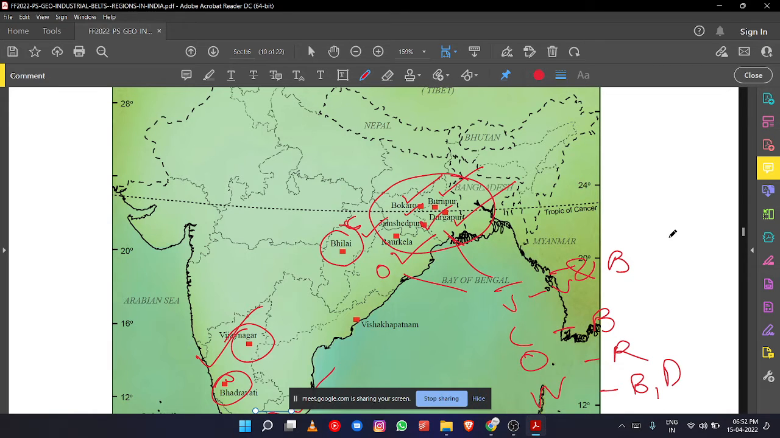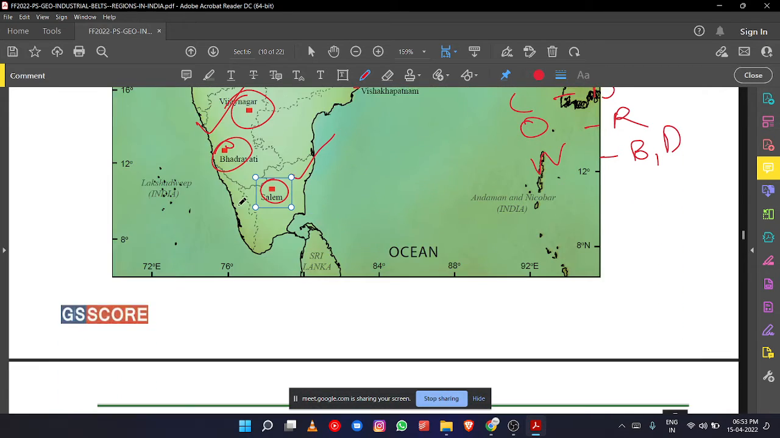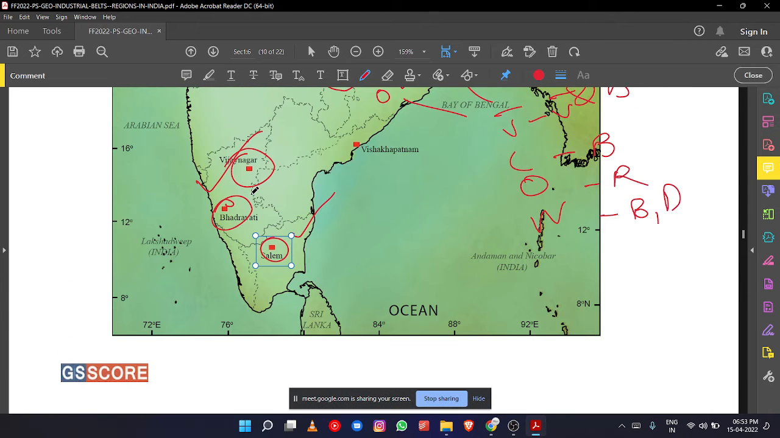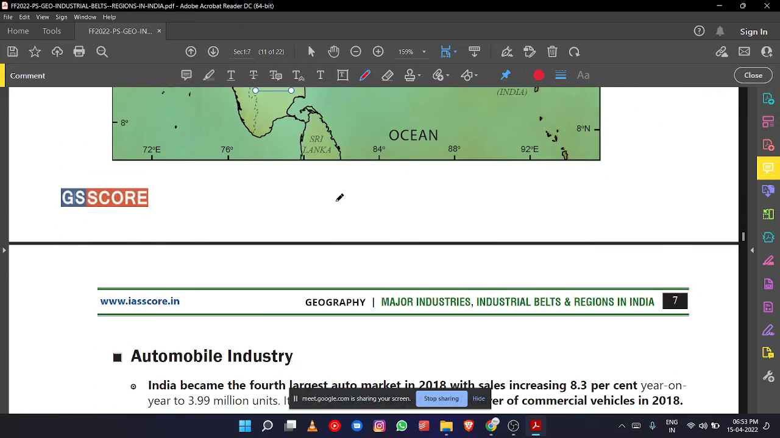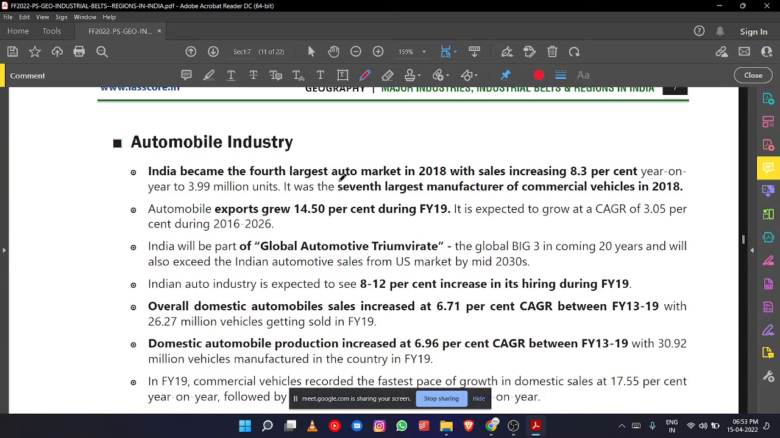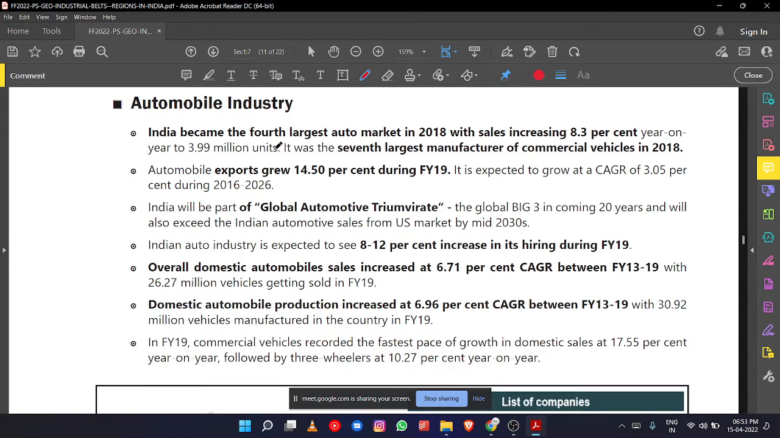So try to remember. In Karnataka, Vijayanagara and Bhadravati, and Salem in Tamil Nadu. These are the major iron and steel producing plants in India. Coming to the automobile industry, it is the second major industry in India. If you can see the figures, India became the fourth largest auto manufacturing market. Sales increased by 8.3%.